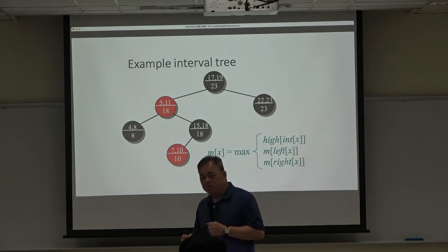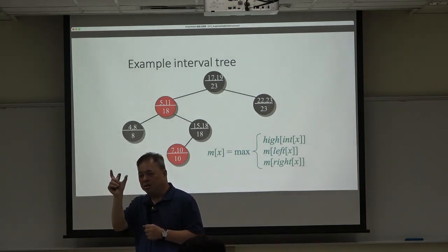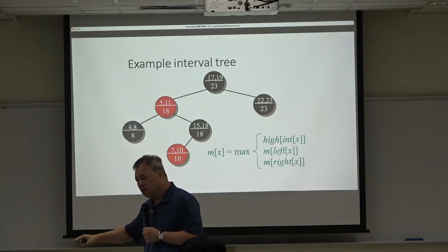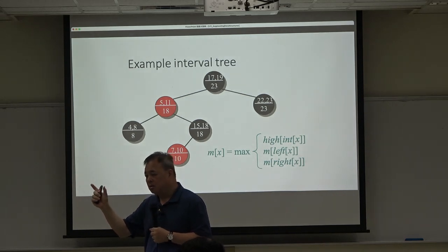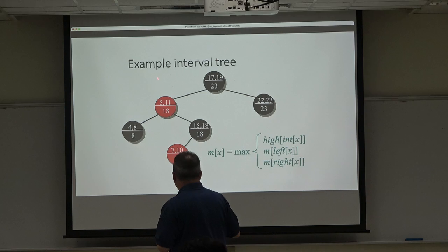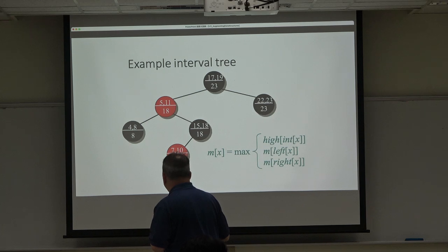This largest value indicates, for all the intervals in this subtree, the largest right endpoint. For example, for this one, you can see this interval is from 7 to 10, so we store 10. For this one, you can see we have 1, 2, 3, 4 intervals. Among these 4 intervals, the largest right endpoint is 18. So we store 18 here, and so on. The others, I think you guys get the idea.